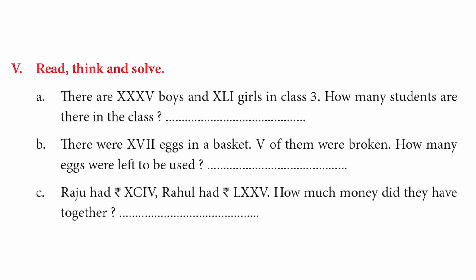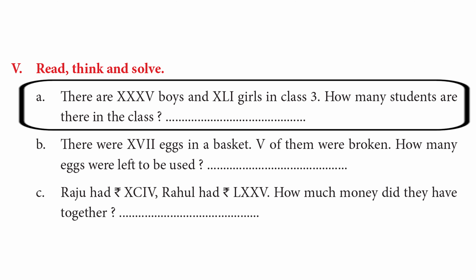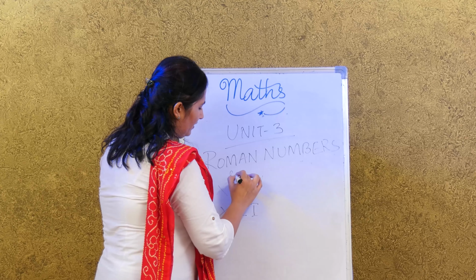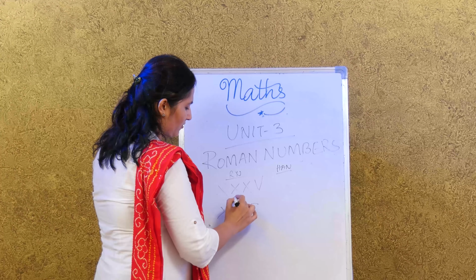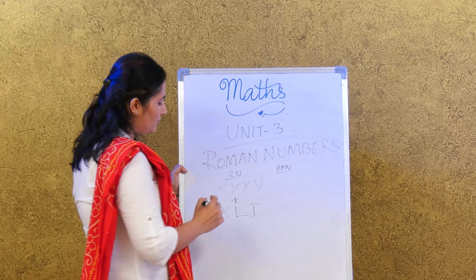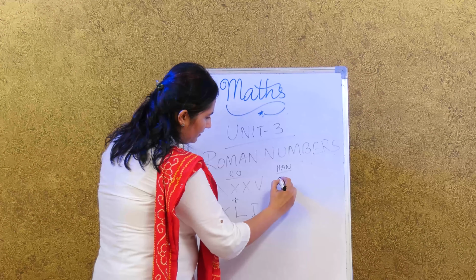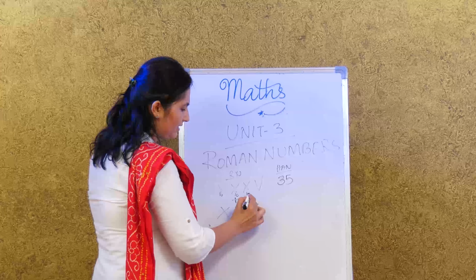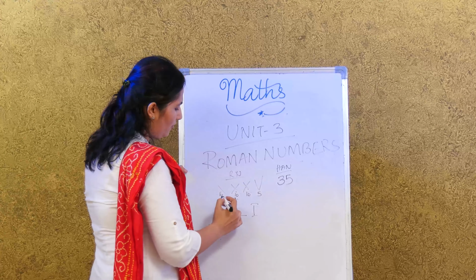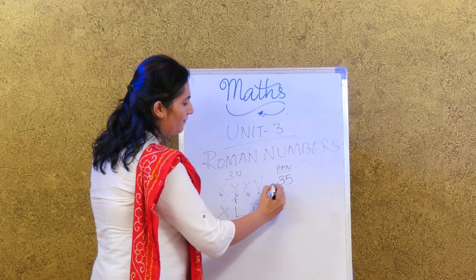Let's look at page number 73, read, think and solve. Let's do 1. There are boys and there are girls in the class 3. How many students are there? So, we need to get the Roman numerals and we need to get the Hindu Arabic numerals, and then we need to add as well. So, let's do. So, 1, 2, 3, that is 30 and 5. So, this has 10 value, this is 10 value, this is 10 value, and this has a value of 5. So, we do 1 and you get 35.